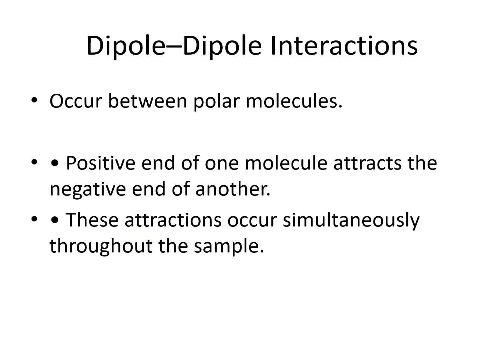Next, we have dipole-dipole interaction. So this occurs between polar molecules. By the name itself, you can understand, see, dipole and dipole. That means you are having two dipoles. So the positive end of one dipole attracts the negative end of the other. These attractions occur simultaneously throughout the sample. That means, let's say I'm taking an HCl molecule. So if I have another HCl, okay, this is HCl. That means this is negative, this is positive.